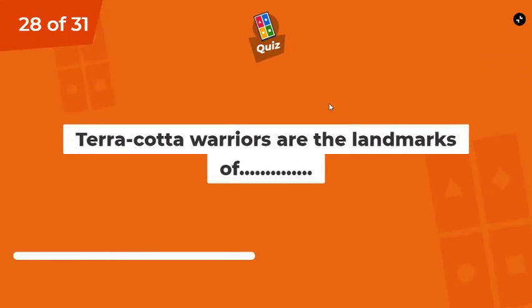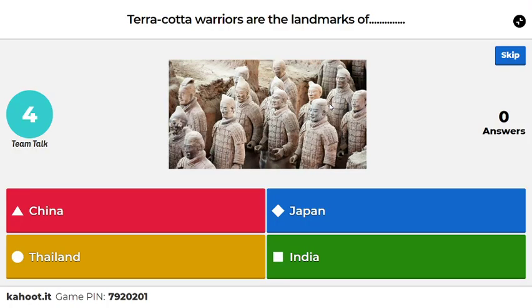Question number 28. Terracotta warriors are the landmarks of China, Japan, Thailand or India? Which one? Look at the picture. Terracotta. Make a guess, Henrik.